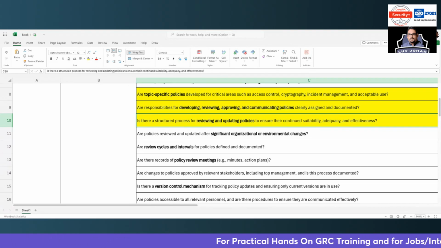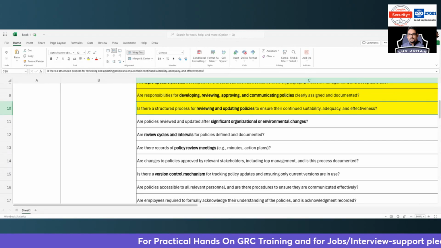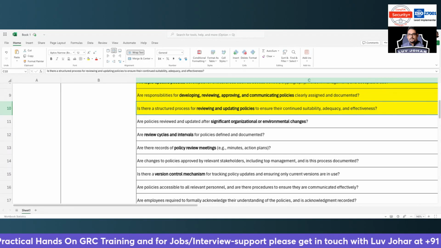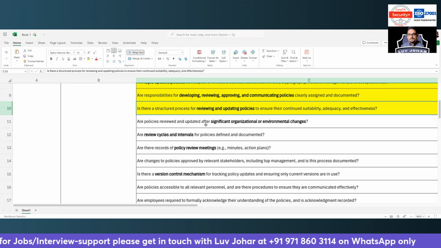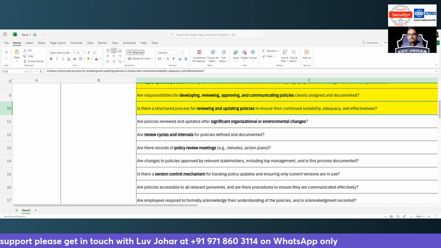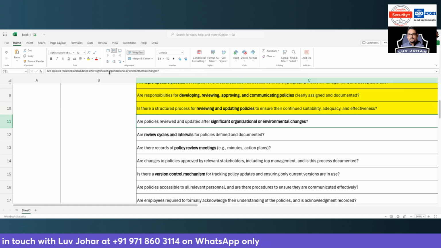Then the other thing that you need to understand is, is there a structured process for reviewing and updating policies to ensure their continual suitability, adequacy, and effectiveness. You need to define a structure here. Who will review, who will update, what will be the periodicity. This will be a structure for the review.